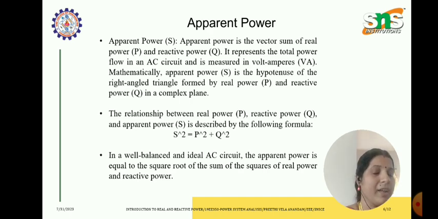Similarly, for apparent power, real power and reactive power, we can have a power triangle, which we can see in the upcoming slide. In this we can mention the real power and reactive power in a complex plane. We will have it in the next slide for clear understanding, my dear children.